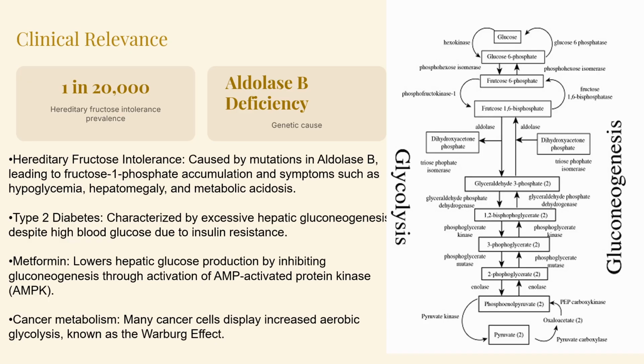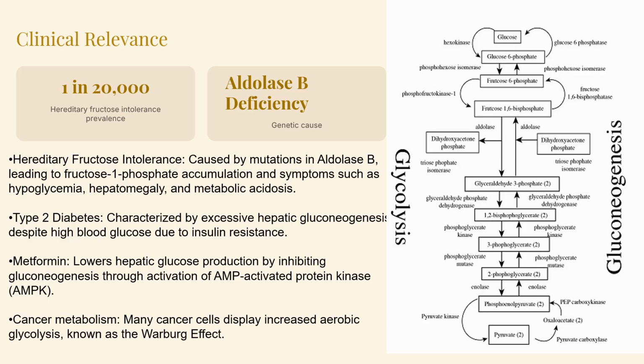A common medication used to treat type 2 diabetes is metformin. Metformin works primarily by decreasing glucose production in the liver. It activates an important cellular energy sensor called AMP-activated protein kinase, or AMPK. The activation of AMPK alters the energy state of the cell and suppresses gluconeogenesis, which helps lower blood glucose levels.